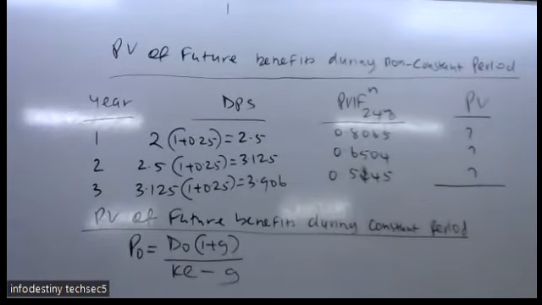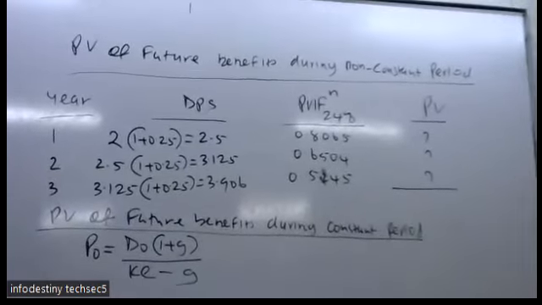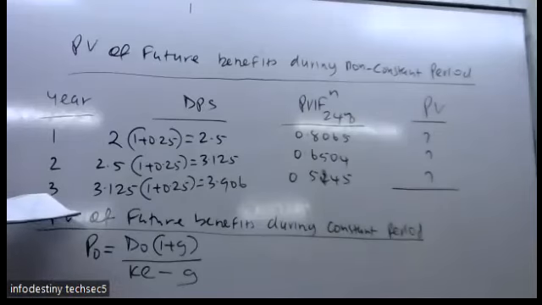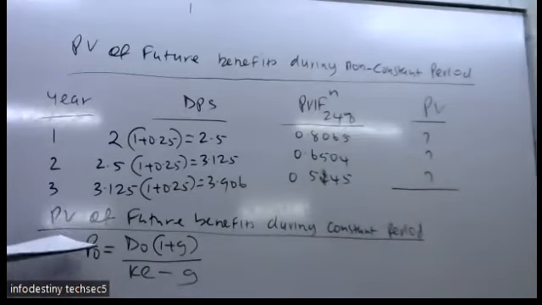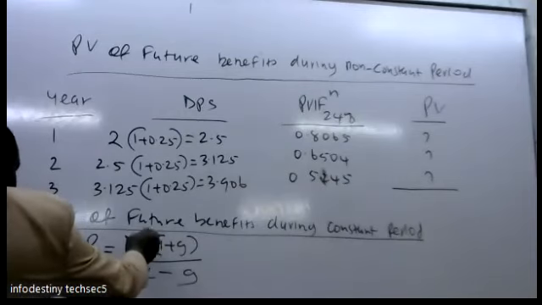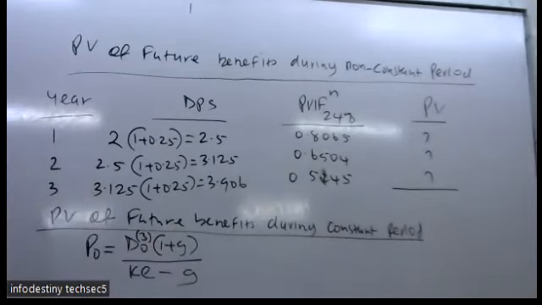So during the constant period, the formula is that our P0 should be equal to D0 in the brackets of 1 plus g, divided by Ke minus g. Our last dividend we calculated was year 3, isn't it? So the next one will be year 4. That means our D0 will be the dividend in year 3, because we are now thereafter. Thereafter, year 0 is year 3.